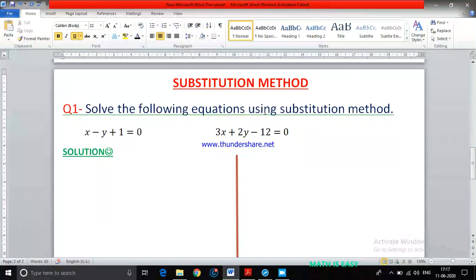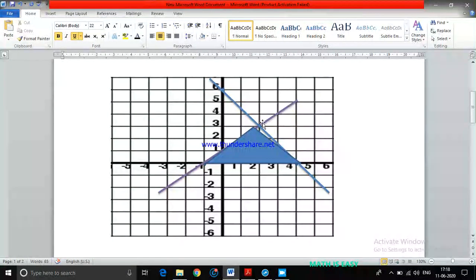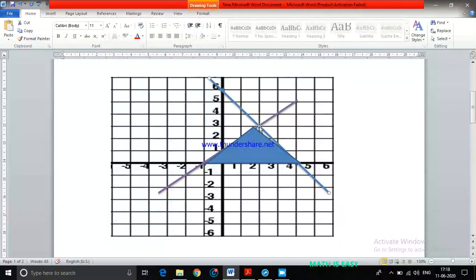Solve the following equations using the substitution method. I am taking the same equations as above. Here from the graph also I can give the solution. Both the lines are intersecting at (2, 3). So the solution of the given equations is (2, 3).